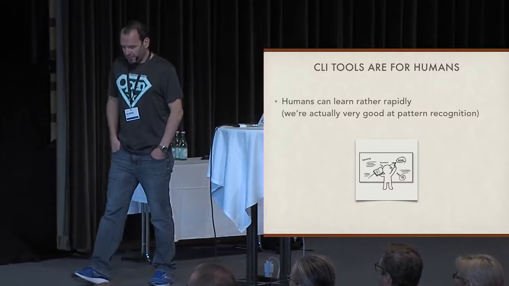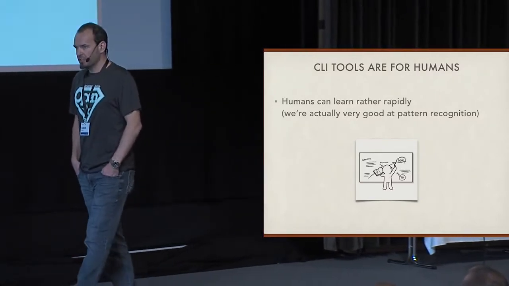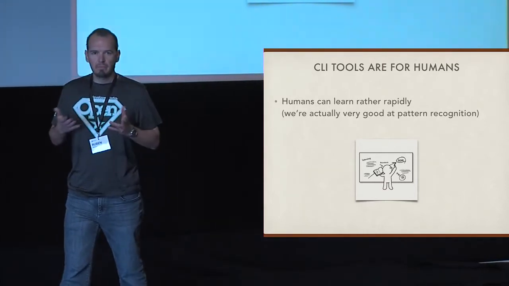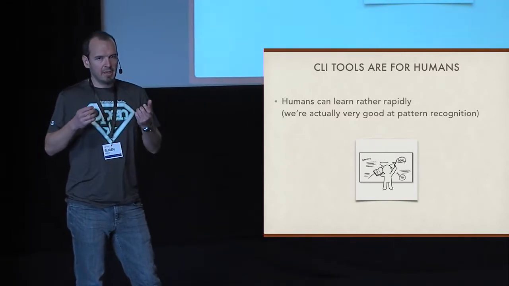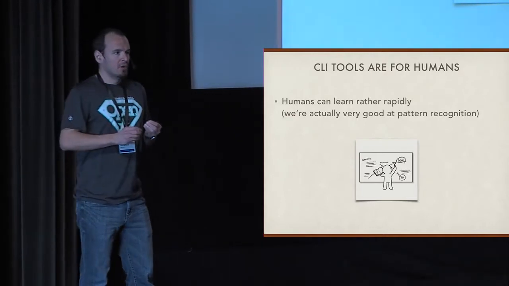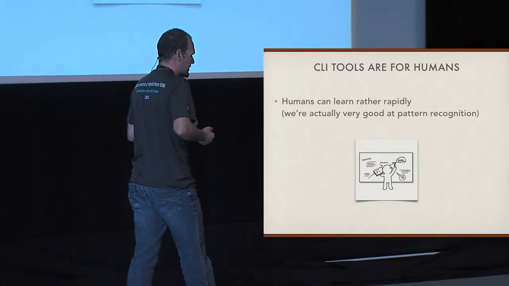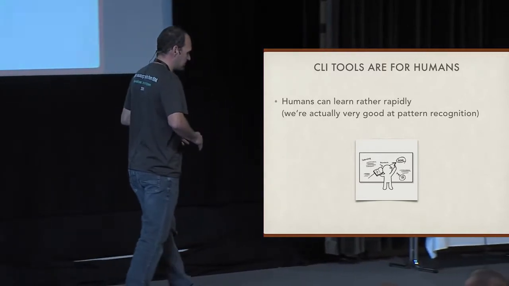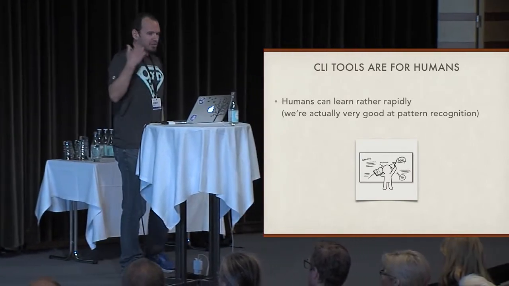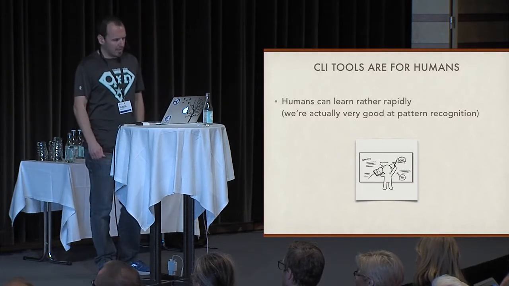Humans are very fast learners. Lots of research has been done showing that we're very good at pattern recognition. One of the easiest ways to have people learn is to let them get expected results with a certain amount of inputs, or through experimentation. We recognize patterns very, very quickly, much better than any computer that will ever be devised, I would venture to say. So this is something that we need to use when we are designing our command line tools.